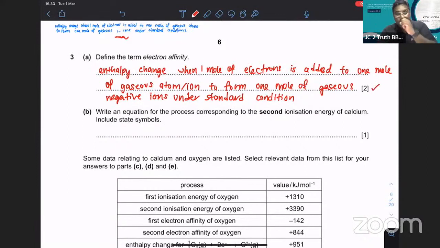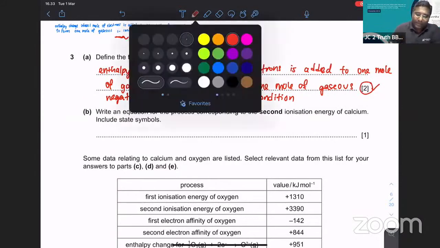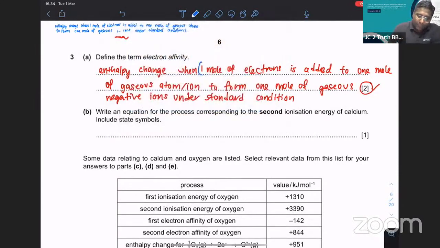Do remember, for definitions involving 2 marks, they are very, very strict. You need to have certain things that they are looking for, which is the 1 mole of electrons being added, 1 mole, gaseous, to form 1 mole of gaseous negative ions. Now, write an equation. So this one is apart from electron affinity. They ask you to write an equation for the process corresponding to the second ionization energy of calcium. Include the state symbols.